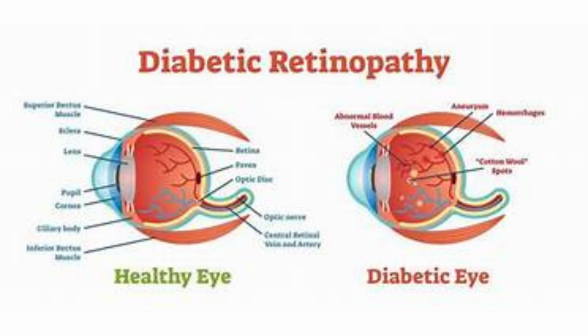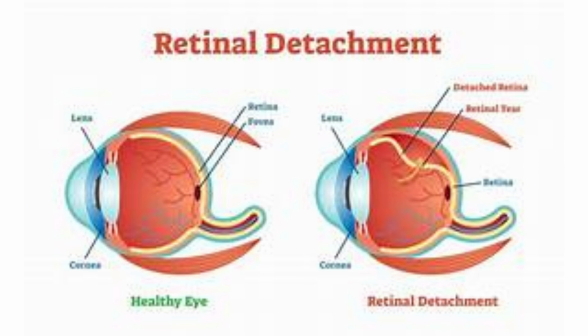Diabetic retinopathy. Diabetic retinopathy is a complication of diabetes that affects the blood vessels in the retina, potentially leading to vision impairment or blindness. Retinal detachment. Retinal detachment occurs when the retina separates from the back of the eye, which can lead to vision loss. It is usually a medical emergency.